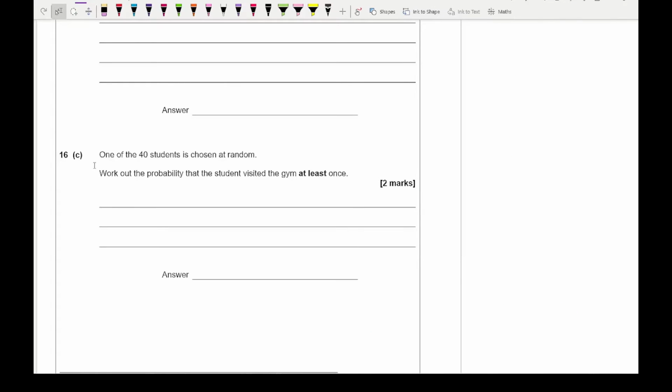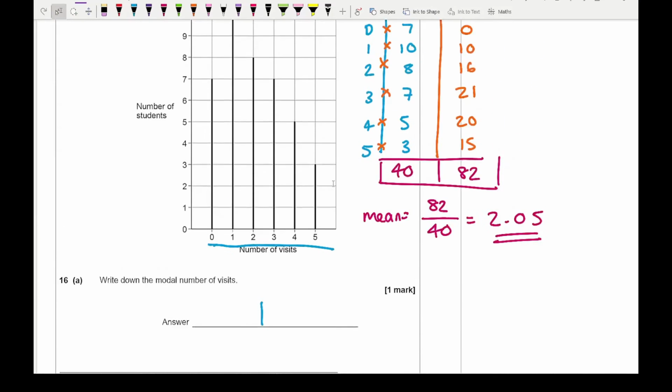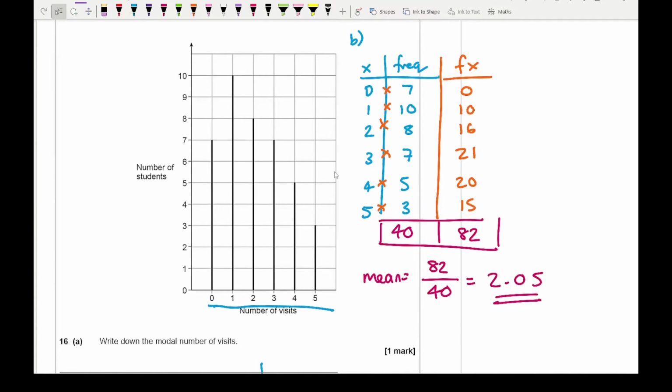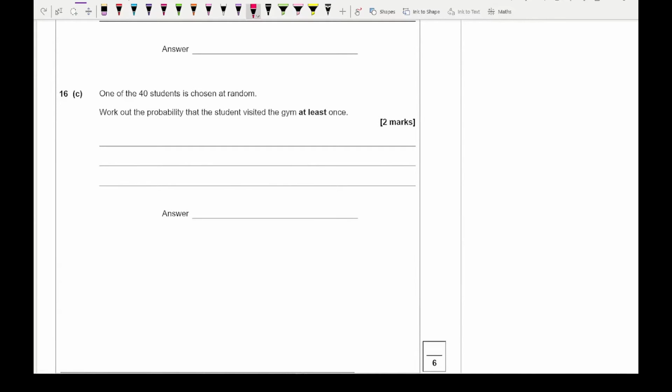Now moving on to question 16c, it says one of the 40 students is chosen at random. Work out the probability that the student visited the gym at least once. So if we go back to our table, what we want to do is just total up the ones that went at least once. So that's going to be 10 plus 8 plus 7 plus 5 plus 3. So adding all those numbers, we get 33. So then the probability is going to be 33 over 40.